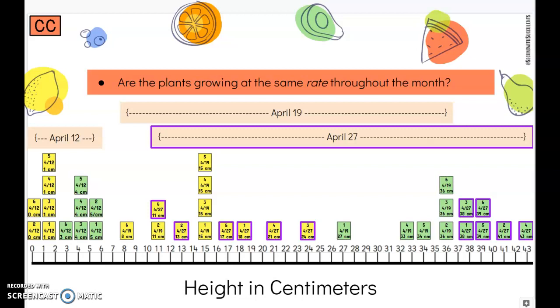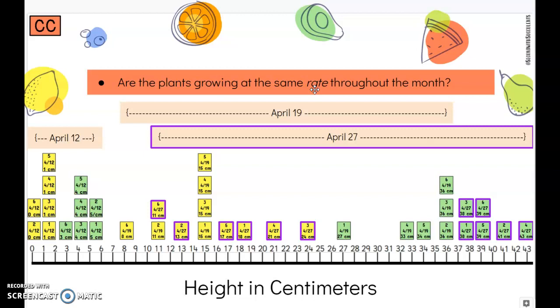Now I want you to think about something a little different. I want you to think about how fast our seedlings are growing. That's this word, rate. Think about this. Are the plants growing at the same rate or just as fast throughout the whole month? I want you to show me a thumbs up if you think they're growing at about the same rate, or a thumbs down if you think the rate is changing.